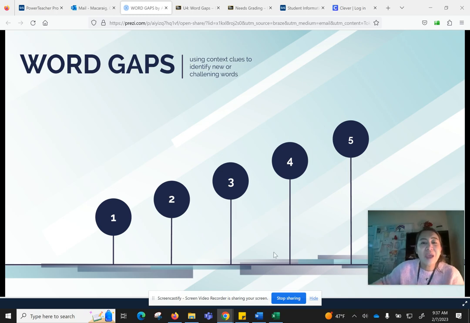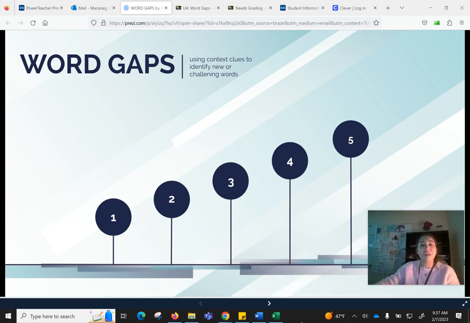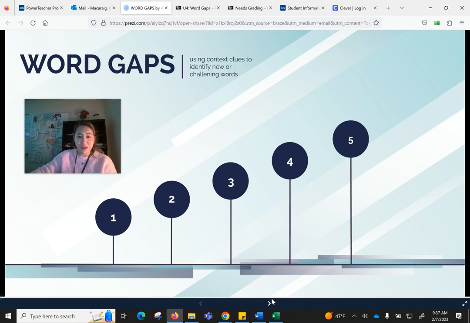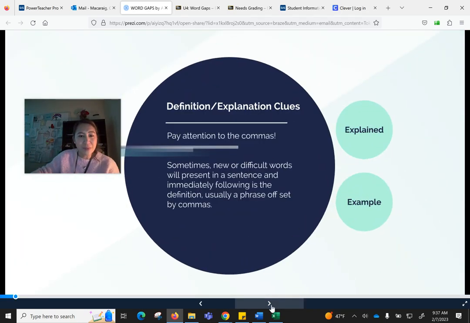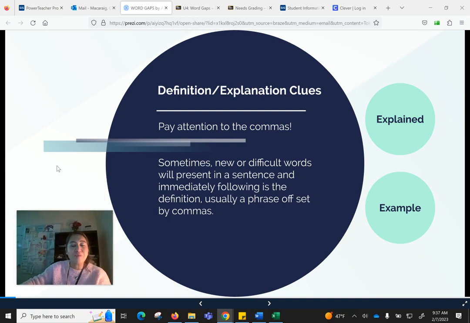Okay, so how do we help ourselves? How do we help ourselves identify the words? So let's use these five ways. First is through definition or explanation, okay? Pay attention to the commas.